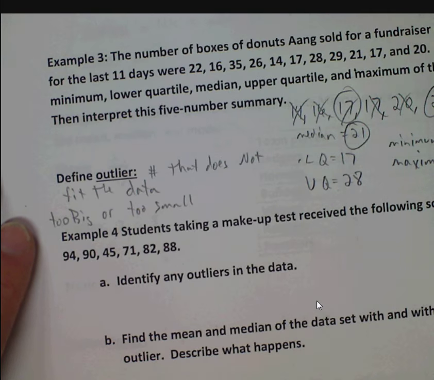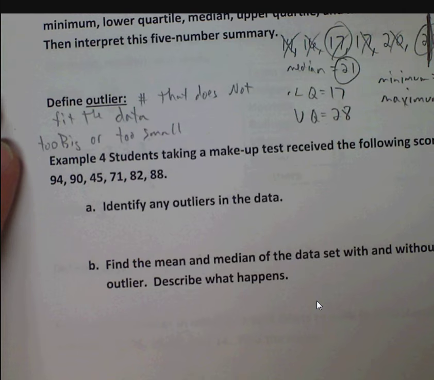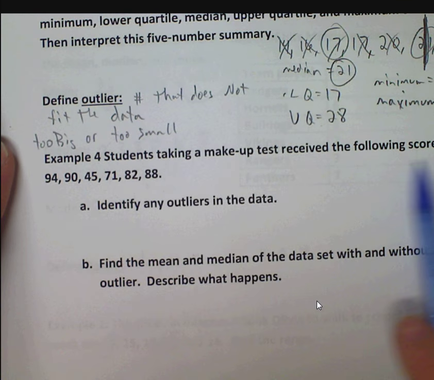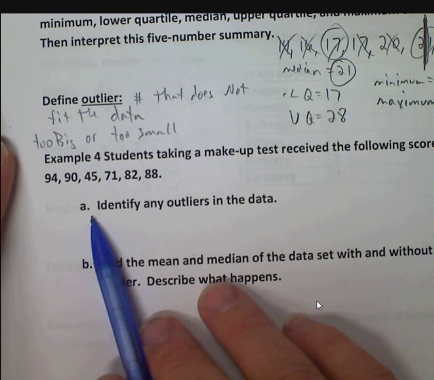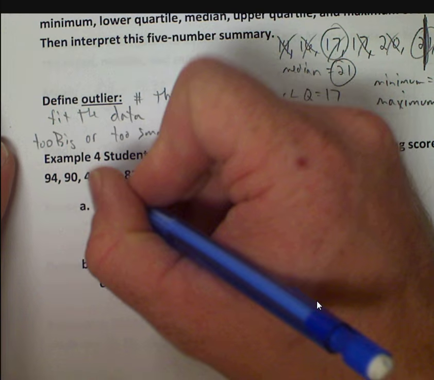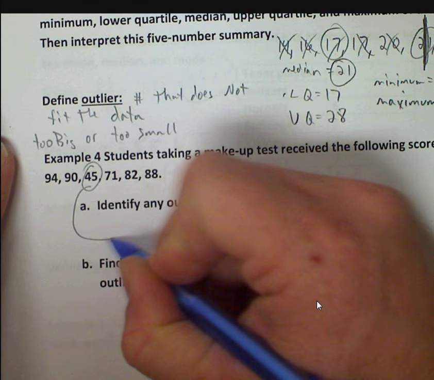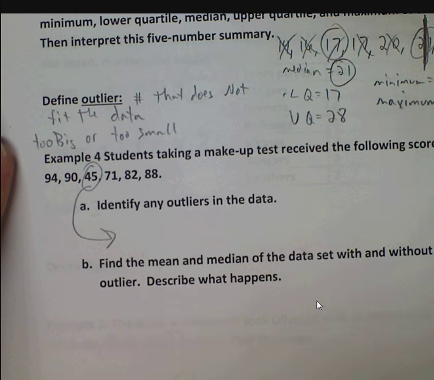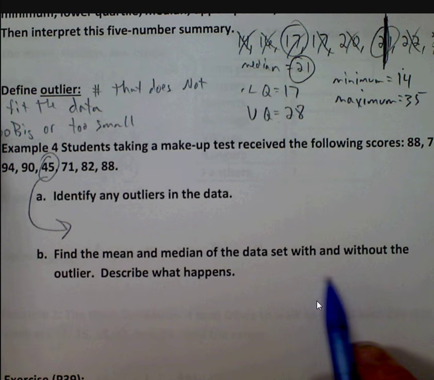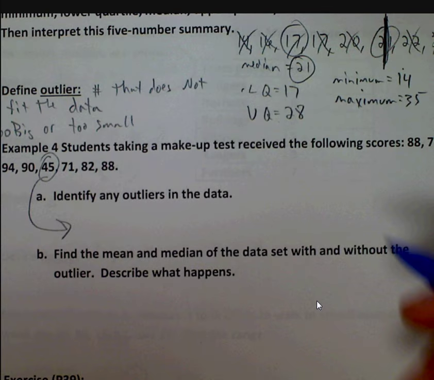So let's go ahead and look at example 4. Example 4 says students taking a makeup test receive the following scores. Letter A says identify any outliers. Well, 45 would be an outlier because it does not fit the data. The data is too small when you have the 45. So then it says find the mean and median of the set with and without the outlier.